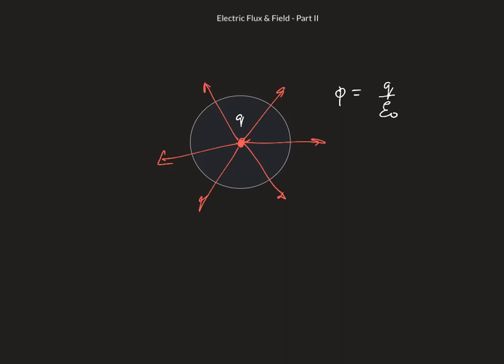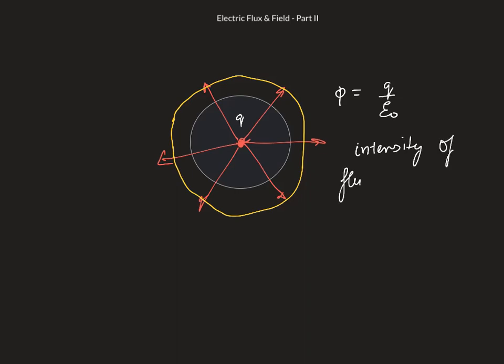And as the flux spreads in the surrounding space, it's a very bad sphere to draw, but okay, as the flux spreads in the surrounding space, the intensity of flux decreases.